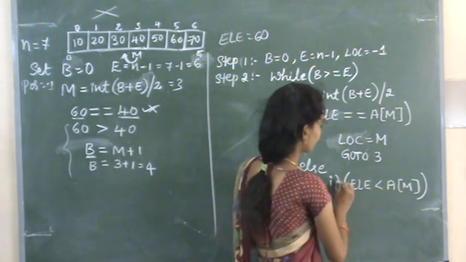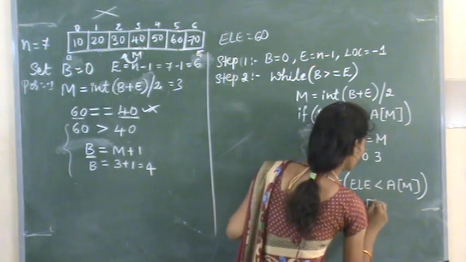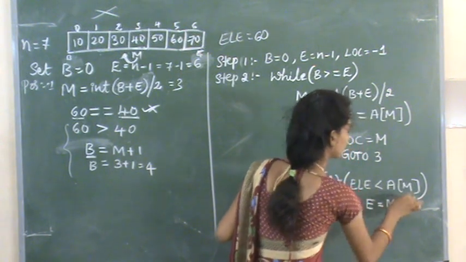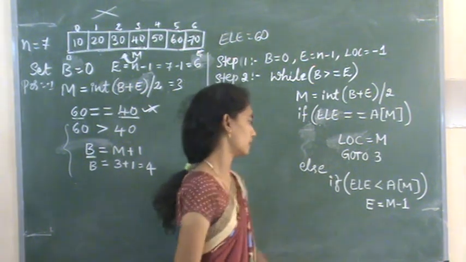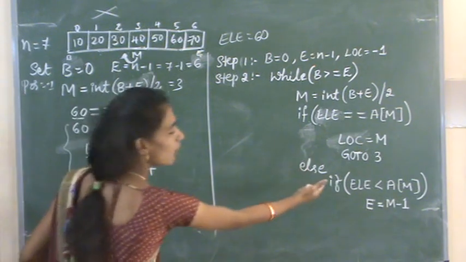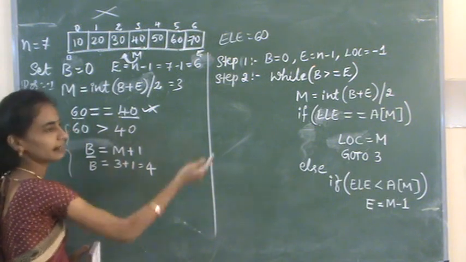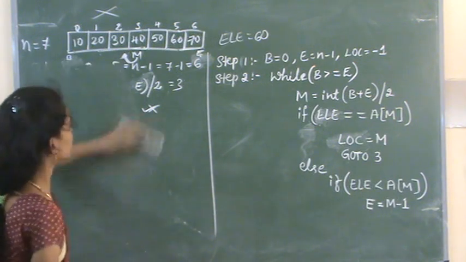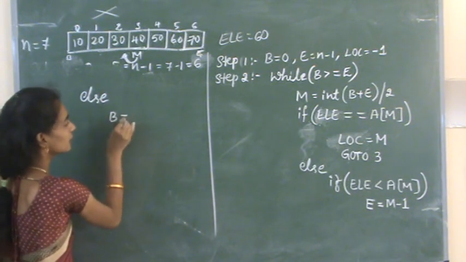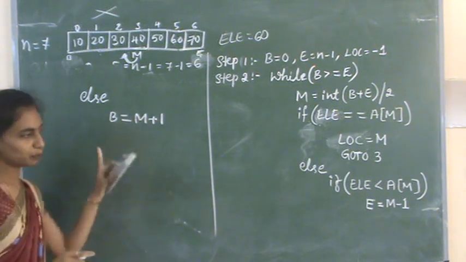So if element is less than A of M, then we will make it as end equals mid minus 1. Okay, so end becomes mid minus 1. Else, if it is not less than the mid position value, that means it is greater than this, right? So then, else it becomes beginning equals mid plus 1. So it becomes beginning equals mid plus 1.